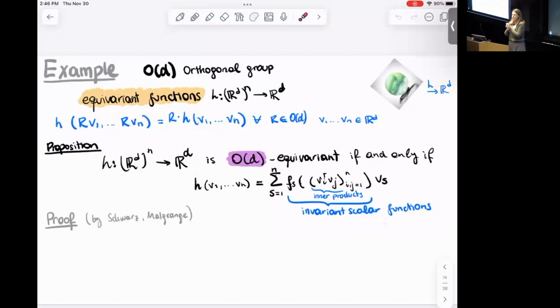So just saying that there is a way to go from the invariant functions to the equivariant functions, which is a simple mathematical derivation. And if you're interested, I can show you the mathematical derivation. But if you're not interested, I can move on.